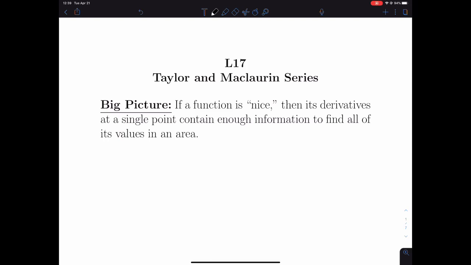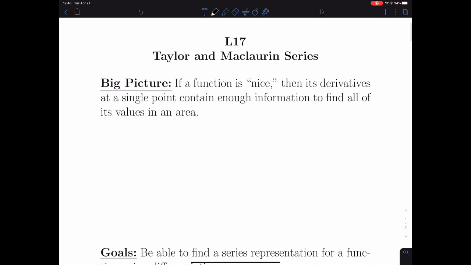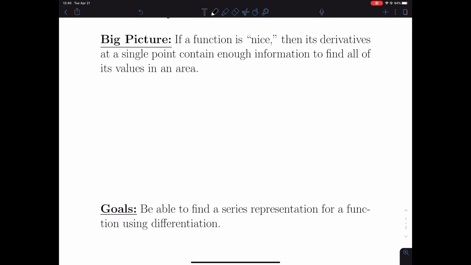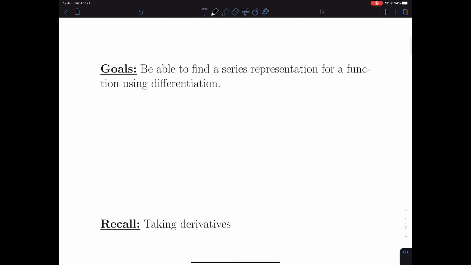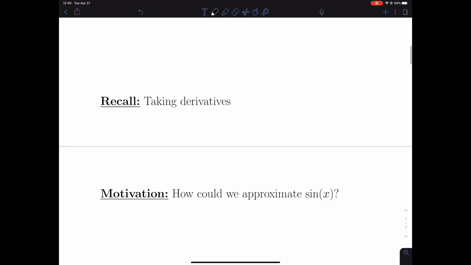So today we're going to talk about how to find power series for functions in general, in all kinds of places. As long as those functions are nice, whatever that means, we're not going to talk about it. But the idea is if these functions are nice enough, then their derivatives at a single point tell us everything we need to know to find a power series, a really good approximation, or exact if you use an infinite number of terms, in our interval of convergence. So our goal is to be able to find a series representation using differentiation. And all we're going to need for this is how to take derivatives.